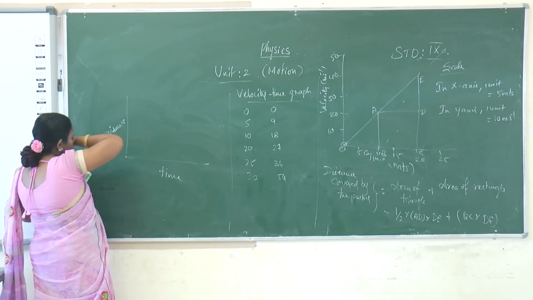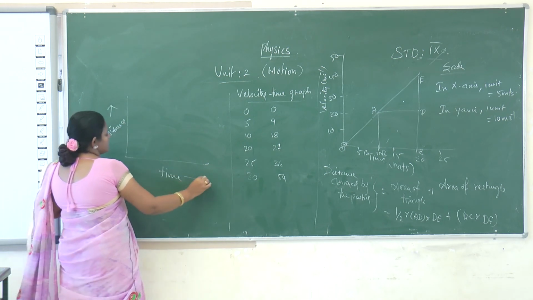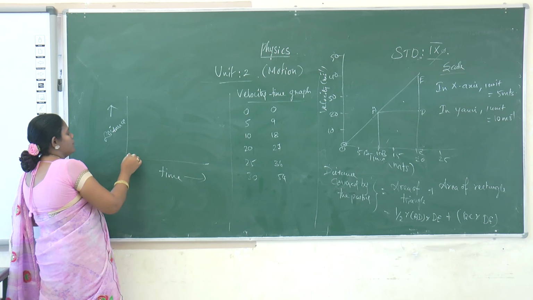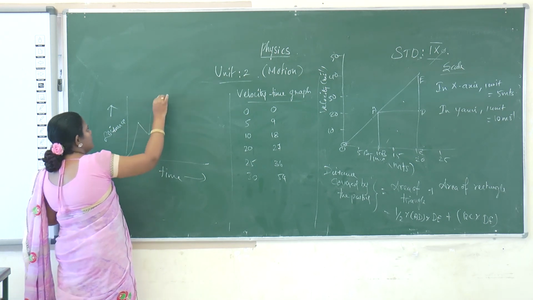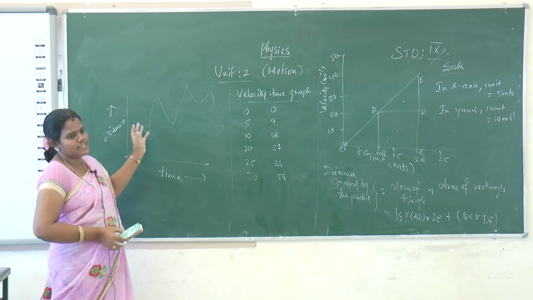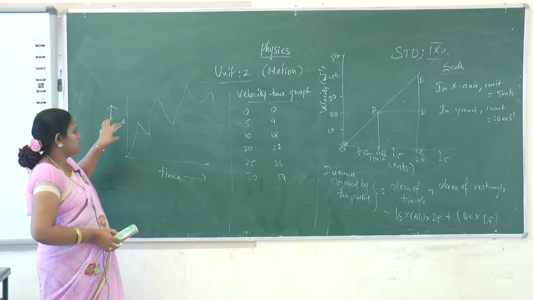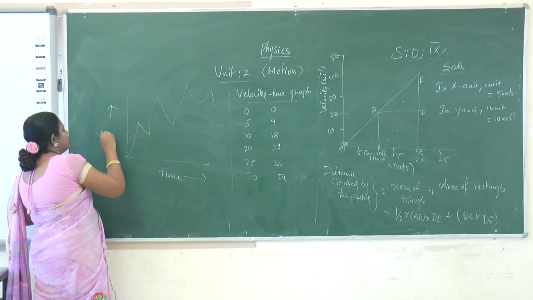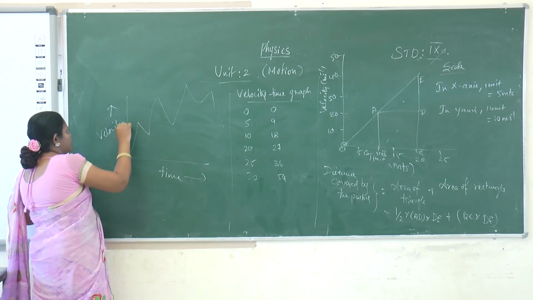Time is taken on the x-axis and distance on the y-axis. But when the object is moving with irregular motion and irregular velocity, we take time and velocity, not distance. Then we will get the graph in an irregular shape.